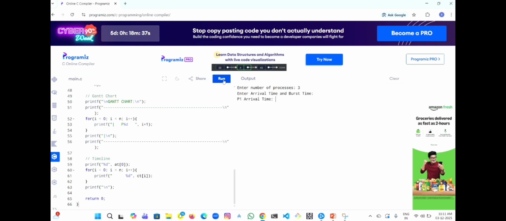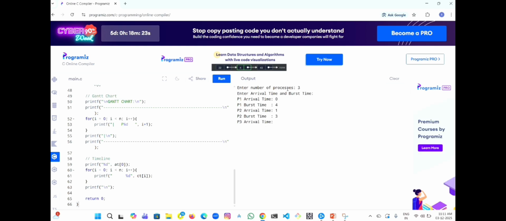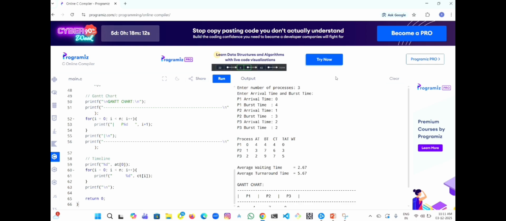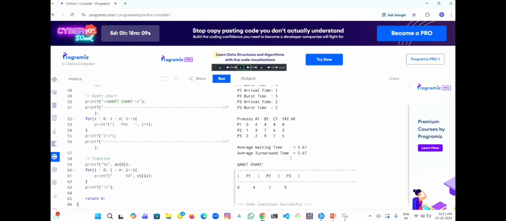The output of the program: enter the number of processes, 3, and enter the arrival time and burst time. After process 2's arrival time and burst time, and after P3's arrival time and burst time, entering the 3. Then, after finding the average waiting time and turnaround time, we can see the Gantt chart and the output of the completion time, CT.